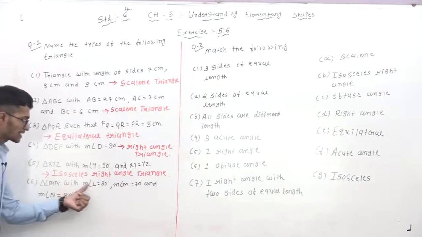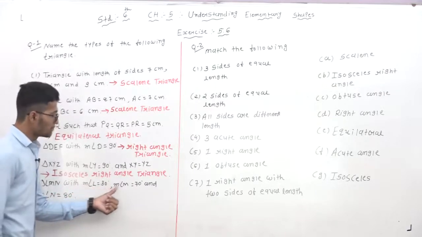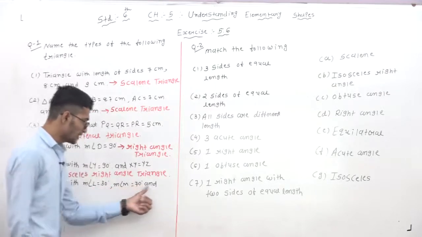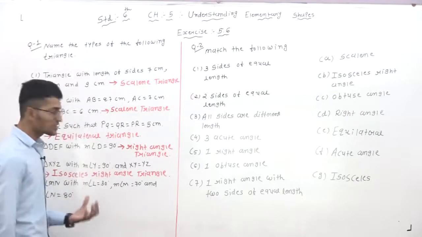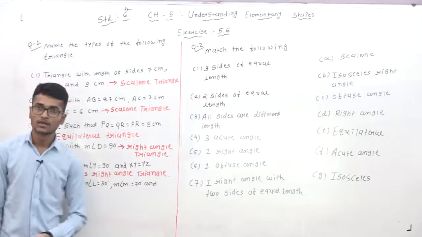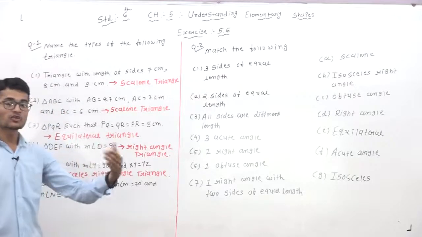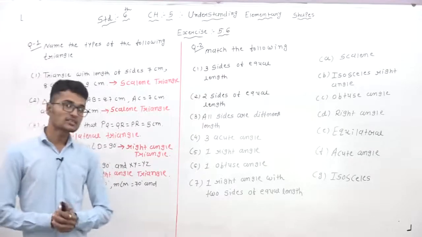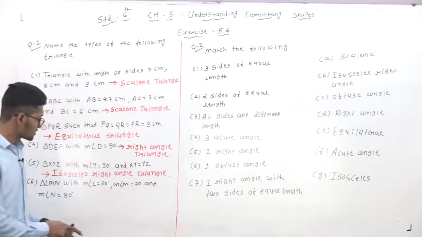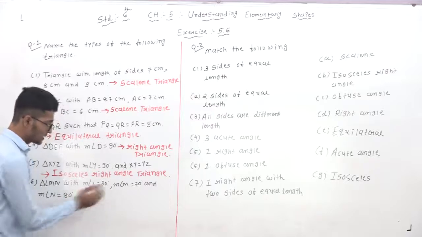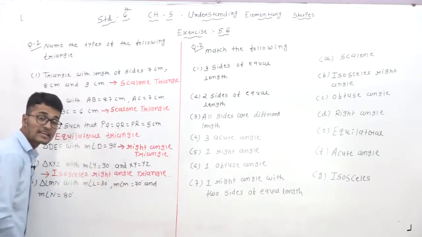LMN with measure angle L equal to 30 degrees, measure angle M equal to 70 degrees, and measure angle N equal to 80 degrees. So the last question is given by angles. It means this triangle is related to angles. Here there are three different angles: 30, 70 and 80. It means these three angles are less than 90 degrees.